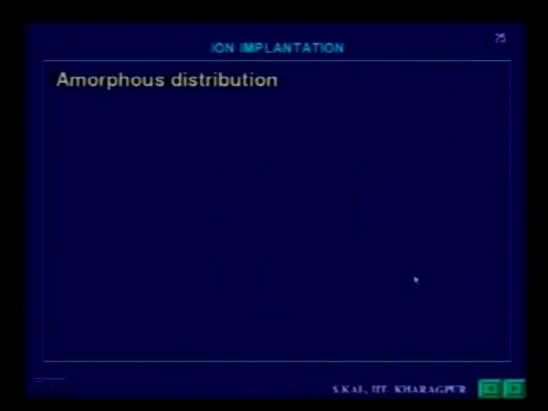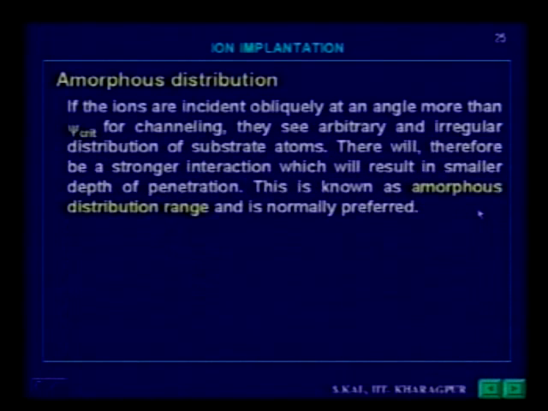Now, amorphous distribution. If the ions are incident obliquely at an angle more than psi critical for channeling, they see an arbitrary and irregular distribution of the substrate atoms. That is shown in the diagram also. If the incident ions deviate from the normal incident direction, then they see an arbitrary and irregular distribution of the substrate atoms. There will therefore be a stronger interaction, which will result in a smaller depth of penetration. This is known as the amorphous distribution range and is normally preferred.